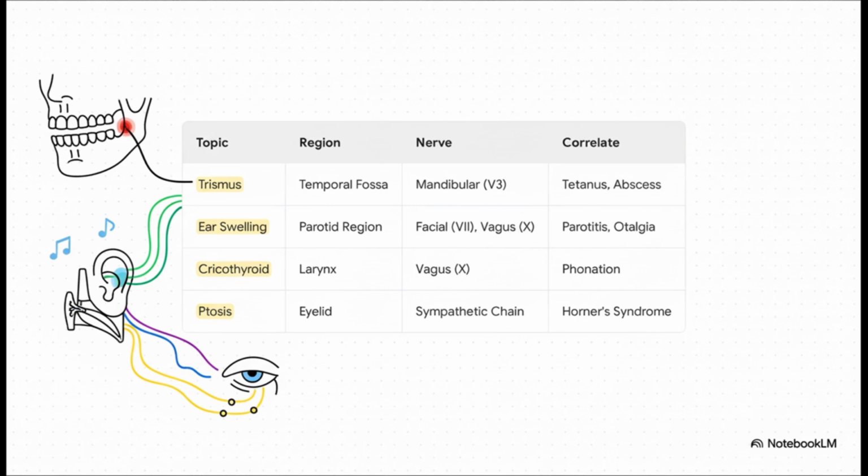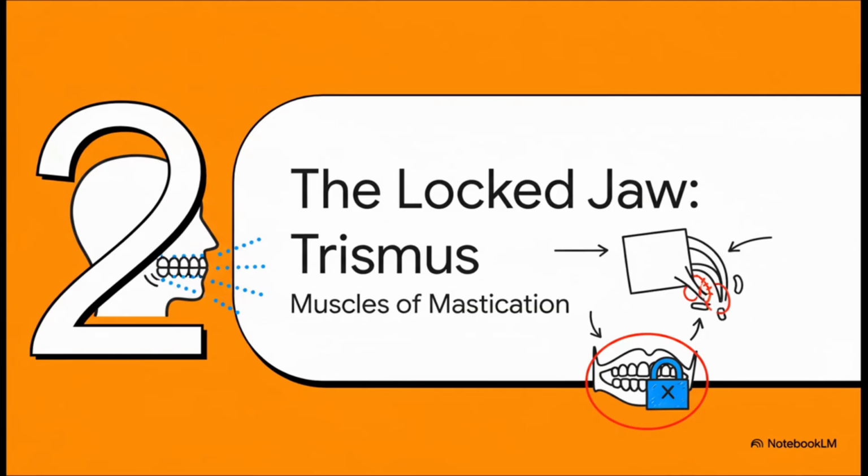The key takeaway here is that these aren't just isolated facts to memorize. They're all part of interconnected systems that we're about to explore in much more detail. Let's get into our first clinical puzzle, trismus, better known as the locked jaw. This is a condition that's directly tied to the incredibly powerful muscles of mastication.